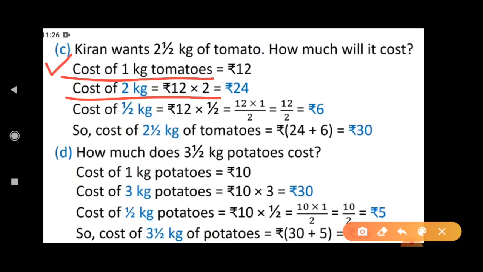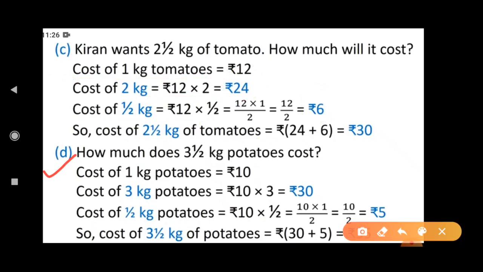Now we will find for half. So cost of half kg tomatoes is equal to 12 multiplied by 1 upon 2. So 12 ones are 12 upon 2. 12 divided by 2 is equal to rupees 6. Now for final cost, we will add these two numbers, 24 and 6. So we will get rupees 30. That is the price for 2.5 kg tomatoes.